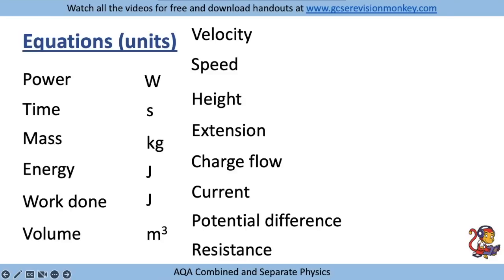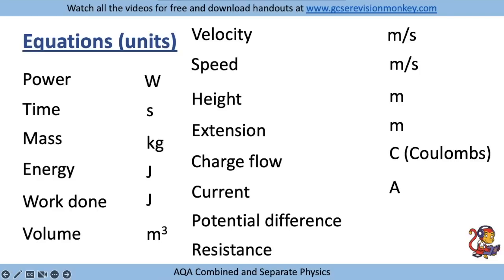Volume in meters cubed, velocity and speed both in meters per second, height and extension, as they're both measures of distance, they are meters. Charge flow is coulombs, current is amps, potential difference is volts, and resistance is ohms. So they're the key ones that you need to know for paper 1. And the rest of the ones that you need for paper 1, you should be able to work out using the equations if you can't remember them.